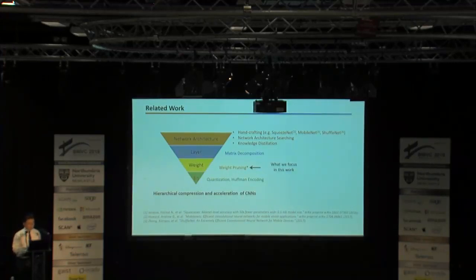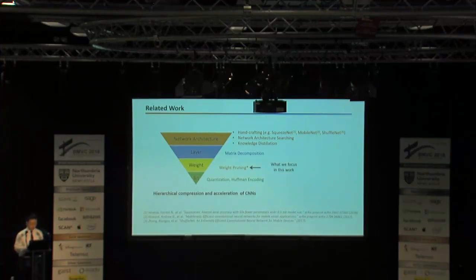The second level of compression and acceleration is the layer level. At the layer level, we try to use matrix decomposition to decompose a big matrix into multiplications of several small matrices, so as to reduce computation. And the third level, which we focus on in our paper, is the weight level.